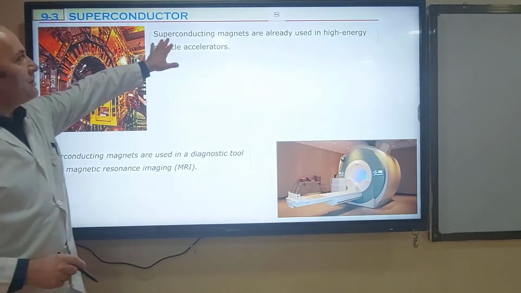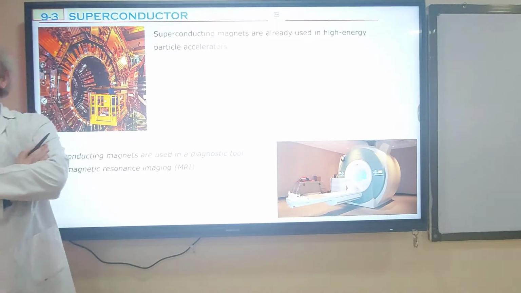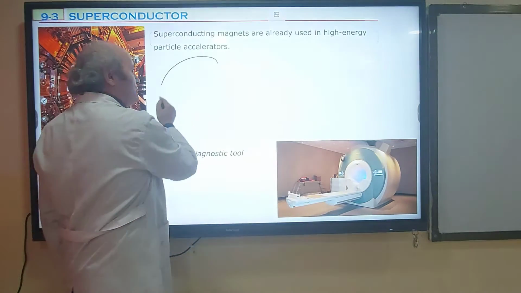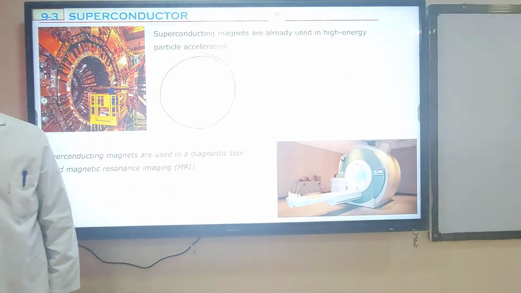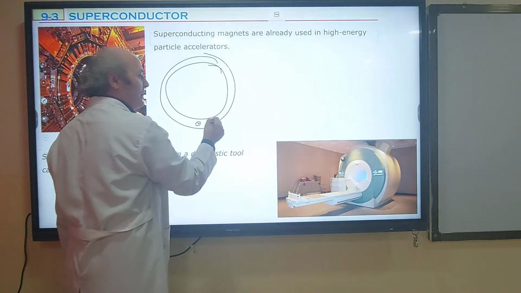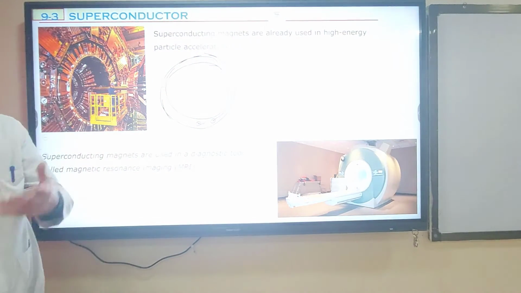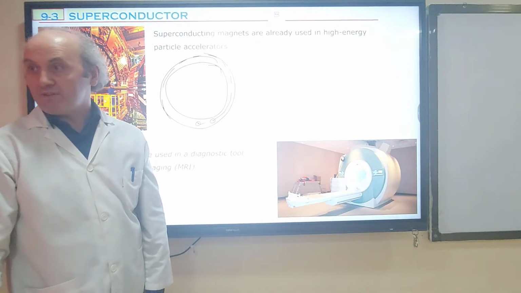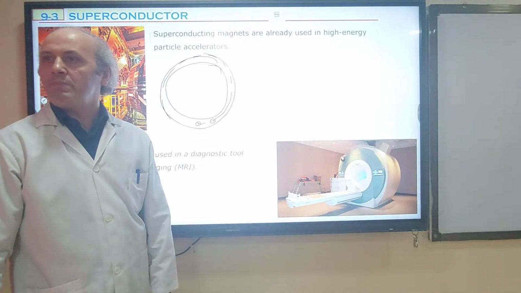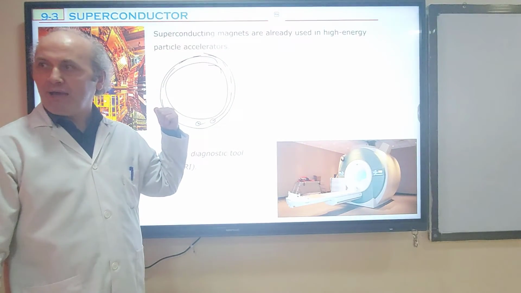Fifth one is that superconducting magnets are already used in high energy particle accelerators. You know, a magnetic field is used for changing the direction of the particles. These particle accelerators have a circular shape. So you should keep the charged particles, which can be protons or electrons, generally protons are accelerated, on this circular path. How can you keep them on a circular path? By using a magnetic field, but we need a very big magnetic field. This big magnetic field can be provided only by big electric currents. Big currents are provided by, of course, superconductors. They use superconductors in these particle accelerators.